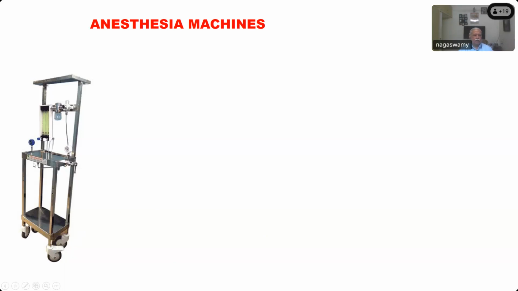Okay, so the original Boyle's machine is nothing but a steel frame mounted on 4 caster wheels with a provision for fixing a compressed gas cylinder of oxygen and a compressed gas cylinder of nitrous oxide with pressure reducing valves, flow meters, and a non-compensated simple vaporizer and a common gas outlet. These are all the things that were there in the original machine. Nowadays you just see them in a very remote district hospital or a very old institution where people don't have funds to buy a new machine. They may still be using it.